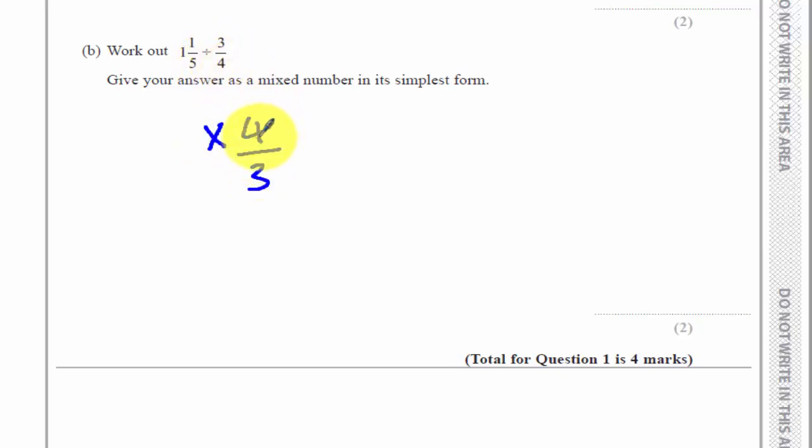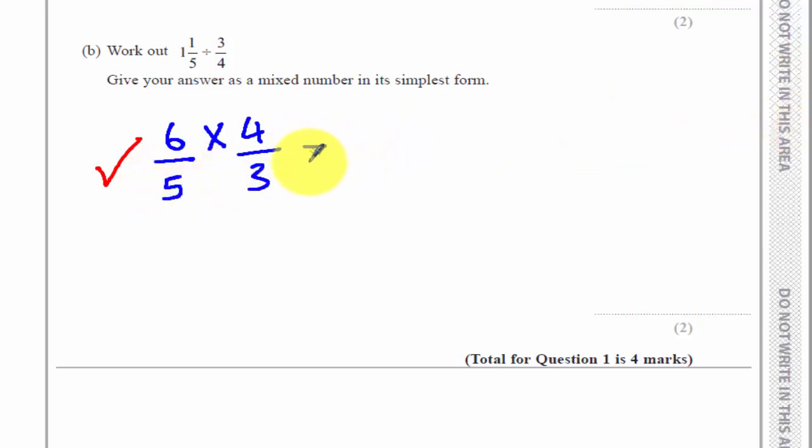The 4 that was on the bottom becomes the top, and the 3 that was on the top becomes the bottom. I'm going to change this into a top heavy fraction, which becomes 6 over 5. 1 times 5 is 5 plus 1 is 6. Or in this whole one, there are 5/5, and that makes another one. That makes 6. I now have one of the 2 marks.